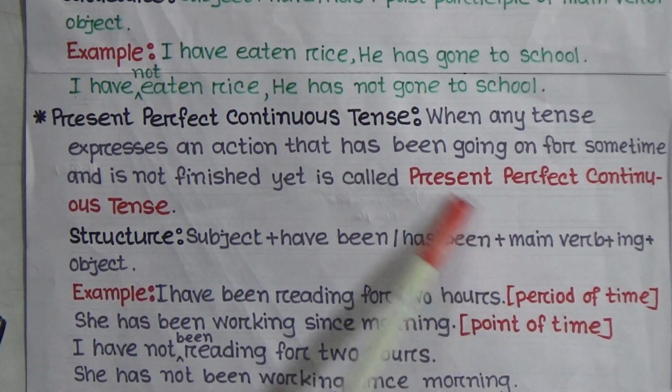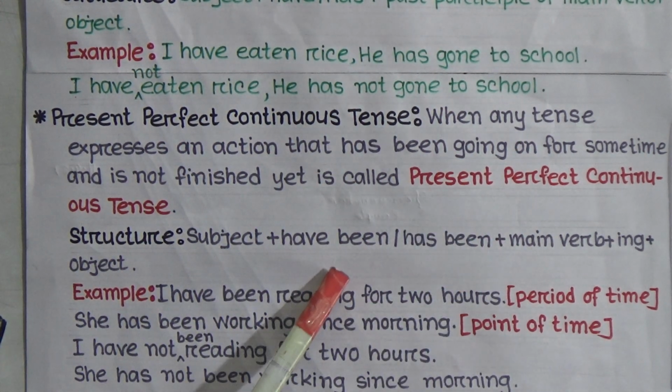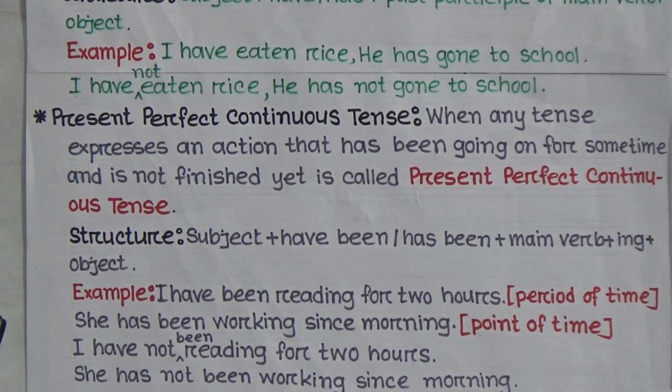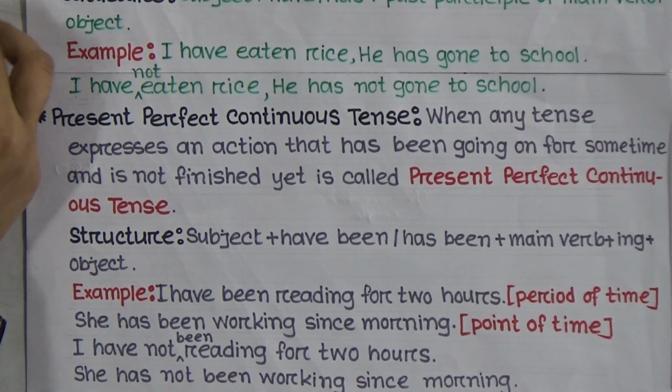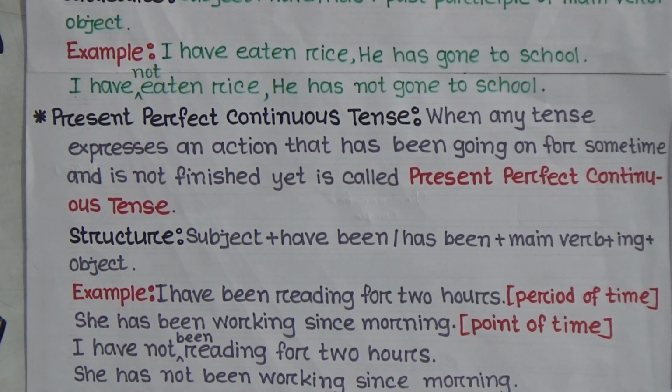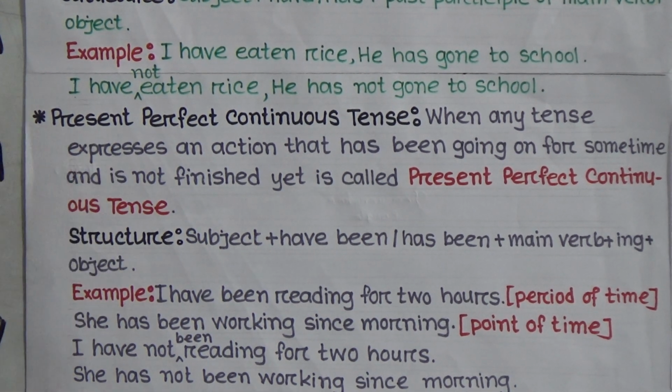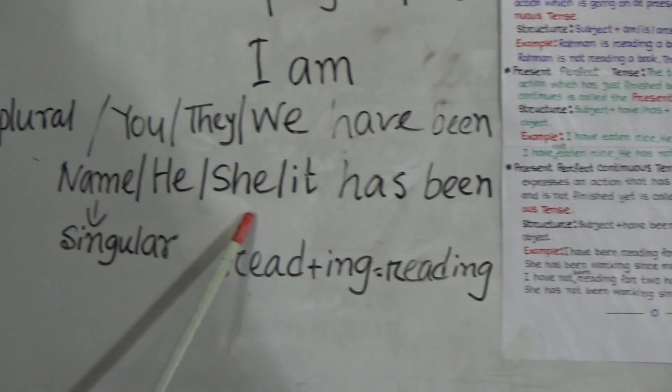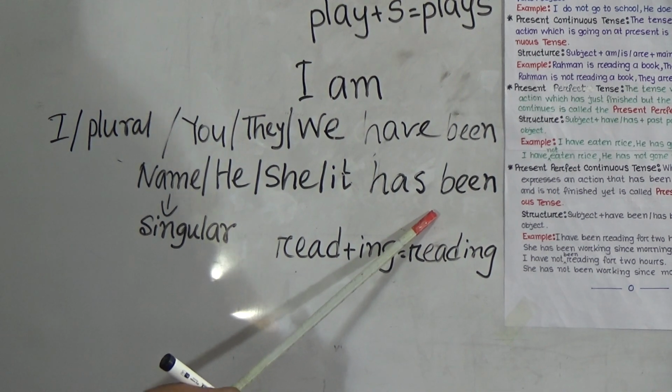So how do we choose have been or has been? As I said, with a plural subject, that means I have been, Rohim and Karim have been, you have been, they have been, we have been. So with these, we have to choose have been. And with any singular name, that means Rohim has been, he has been, she has been, it has been, we have to choose has been. With a plural subject, we use have been, and with a singular subject, we use has been.